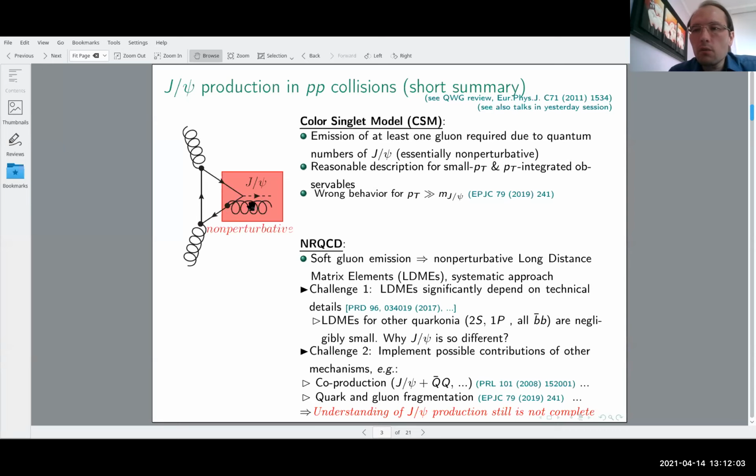However, there are certain challenges, and we know them from the literature and could also hear them during the talks of yesterday and this morning. One of the challenges is related to the fact that long-distance matrix elements, which are extracted from experiment, significantly depend on technical details of the fit, and different groups got completely different values for these LDMEs. Besides, when we consider different quarkonia states, for example, psi(2S), chi_c, and also B mesons, it was found that these LDMEs typically are much smaller than for J/psi. So the question arises, why is J/psi so different? Another challenge is related to the implementation of possible contributions of other production mechanisms, like, for example, coproduction of charm, production by quark and gluon fragmentation, etc. To summarize, we believe now that our understanding of J/psi so far is not complete.